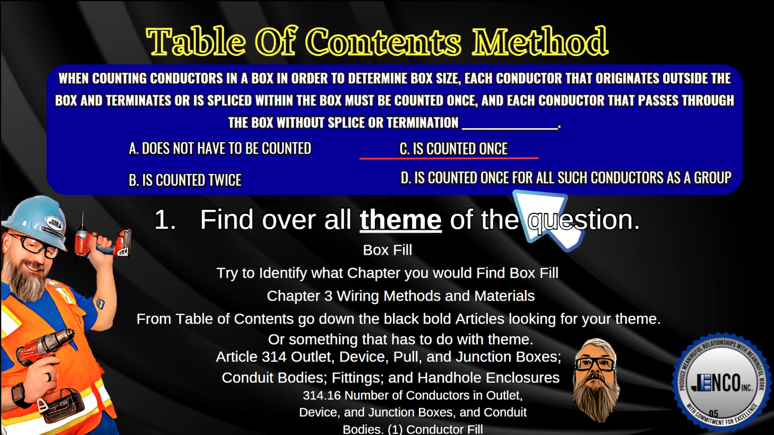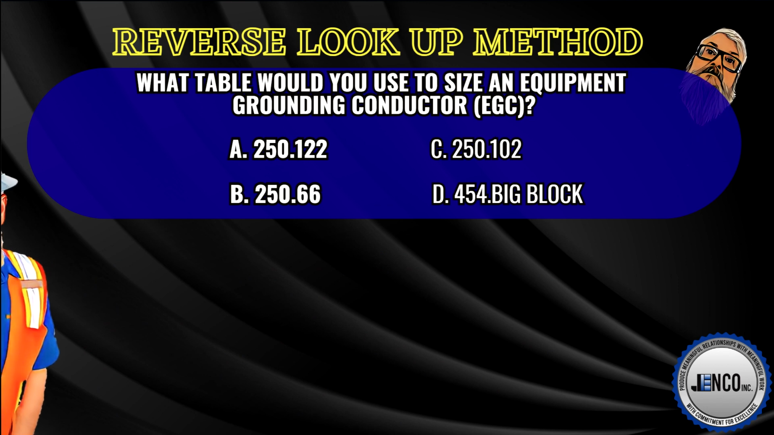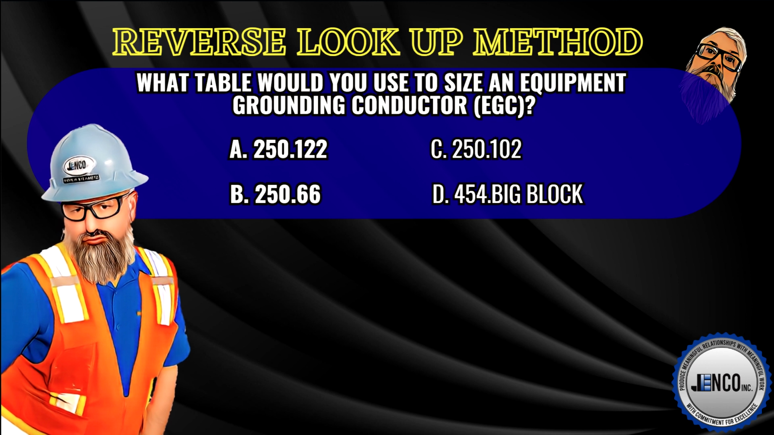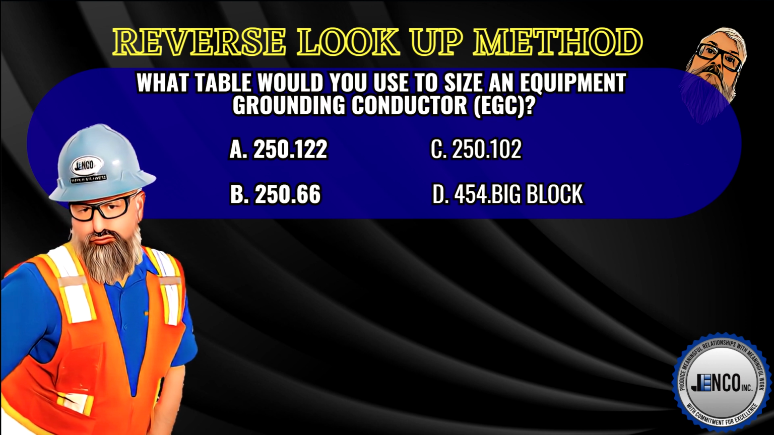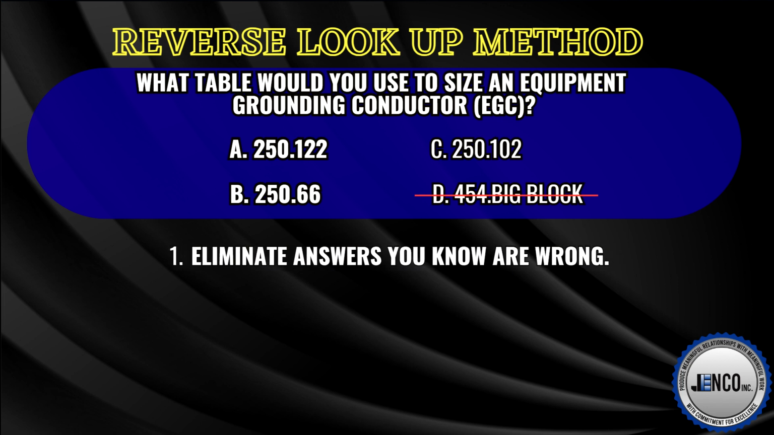So again, this one's not used as much as the index method, but if you get stuck and can't find it in the index, this is another way to do it. The last one is the reverse lookup method. Using that, what table would you use to size an equipment grounding conductor, or an EGC? First, go through these answers and eliminate the answers that you know are wrong, any answer that's so obscure or that you're 100% confident is completely wrong.